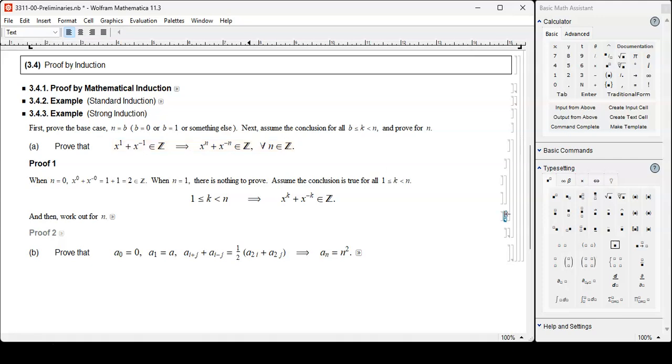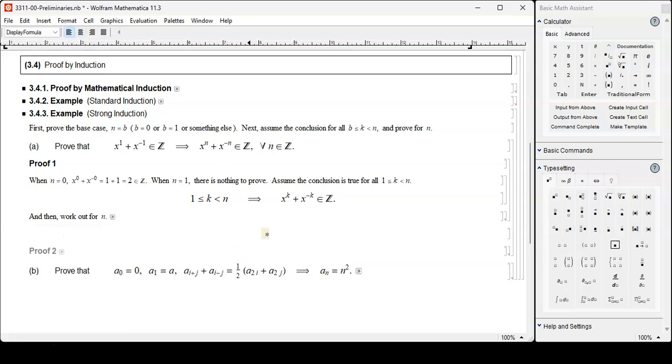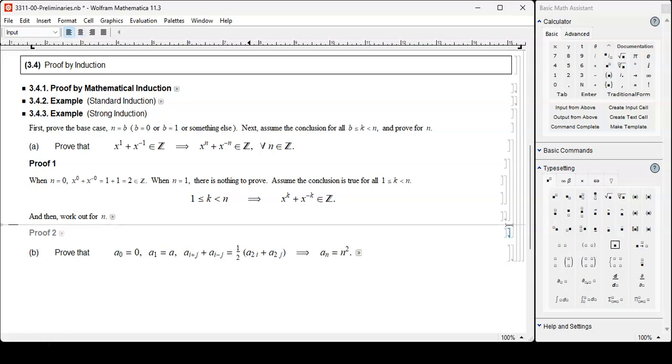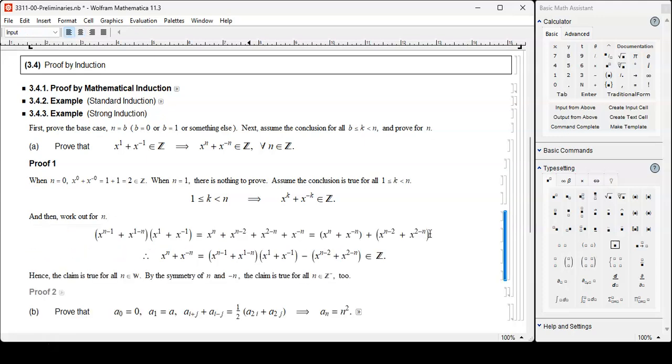Let's use an ingenious idea. We're going to multiply the special case x to the n minus first power plus x to the negative of that times x to the first power plus x to the negative first power. This is an integer because of the inductive hypothesis, and that's an integer by the original hypothesis, and let's work out. Fold it out, and what do you get? Stop the playback and do it. If you do it right, you're going to get this foiling.